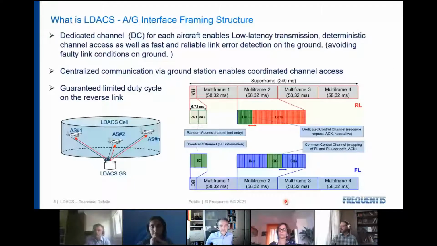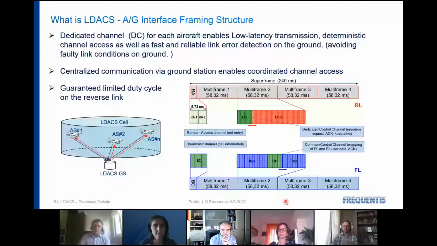This slide addresses the air-ground interface framing structure. The picture below on the left shows the communication concept in an LDACS cell, where the LDACS ground station is the central element, and it coordinates the channel access on the forward link and on the reverse link. With this it also guarantees limited duty cycles for each aircraft, which is important for compatibility in the co-site environment in the aircraft.